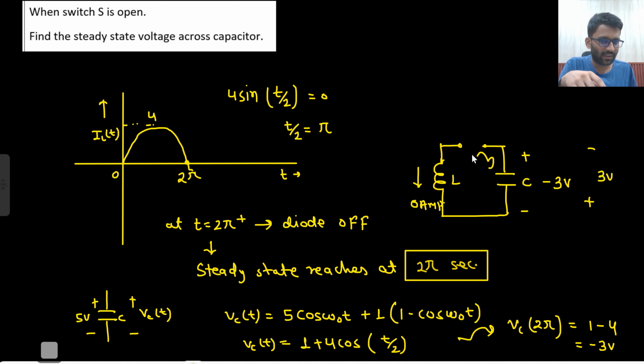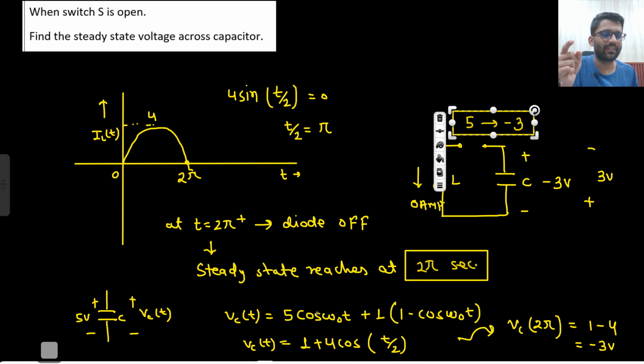So this capacitor got discharged from 5 volt to minus 3. From 5 it has gone to minus 3. So this has happened with the capacitor. After that, there was no further discharging because the diode went off. So the steady state voltage across the capacitor would be minus 3 volt.